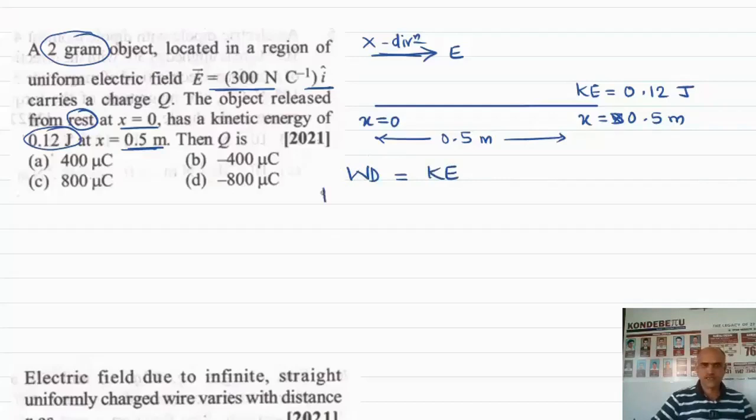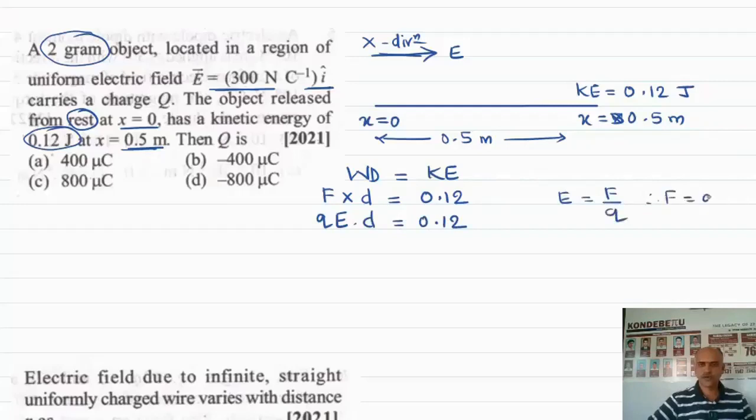Work done is given by force into distance. Kinetic energy already has given 0.12. Force I can write in electrostatics as Q into E into D is equal to 0.12. From the definition of E, I have written E is equal to F by Q. Therefore F is equal to Q into E. So in place of F, we substitute Q into E.